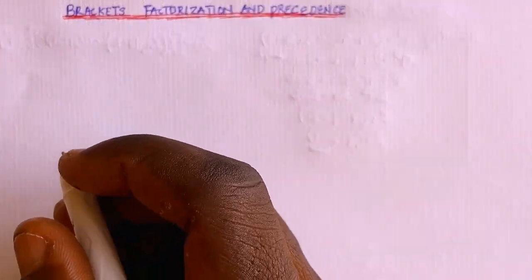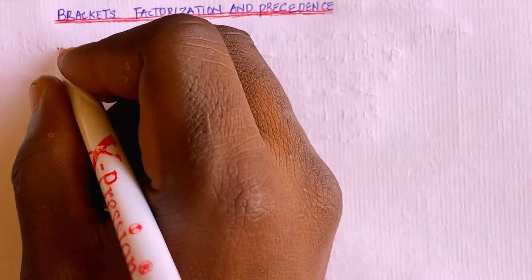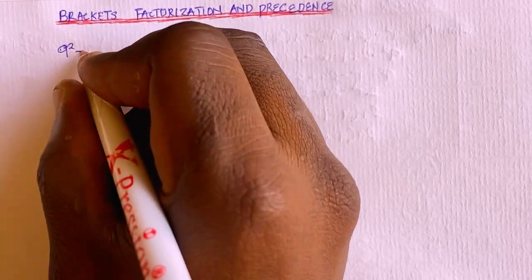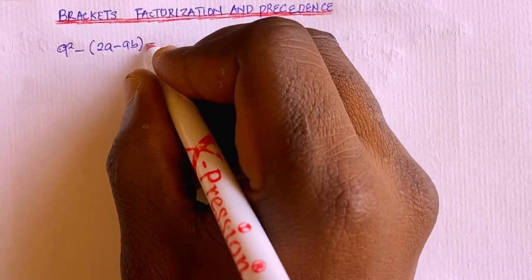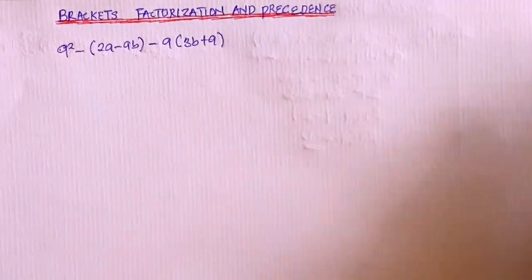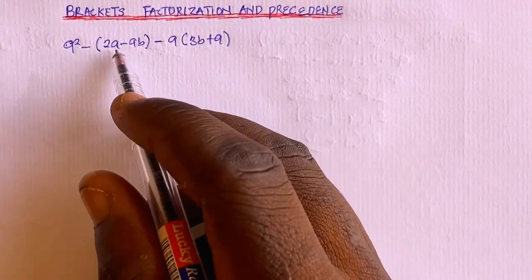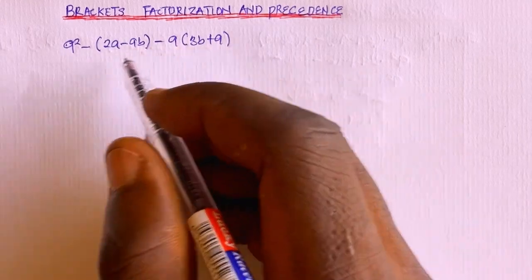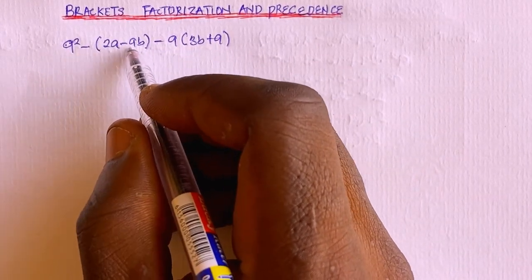Now, suppose we have an expression: a squared minus into brackets 2a minus ab, then minus a into brackets 3b plus a, right? So from this algebra expression, I'm having brackets here. What I'm going to do is use the coefficient in front of the bracket to open the bracket.